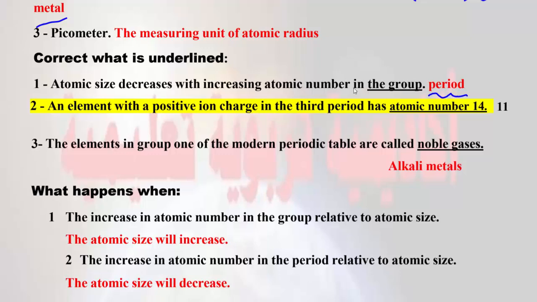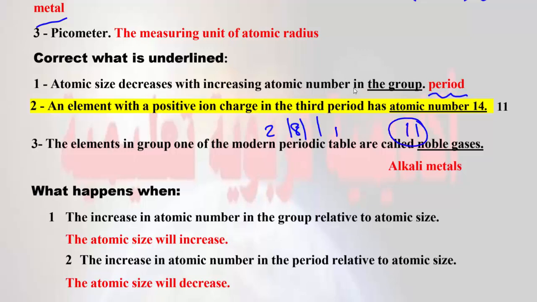Yes, an element with a positive ion charge in the third period, atomic number is 14, no, it's 11. As we see, K, L, M: 2, 8, 1, let's make it 11.